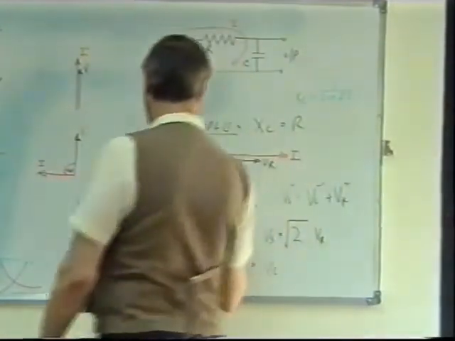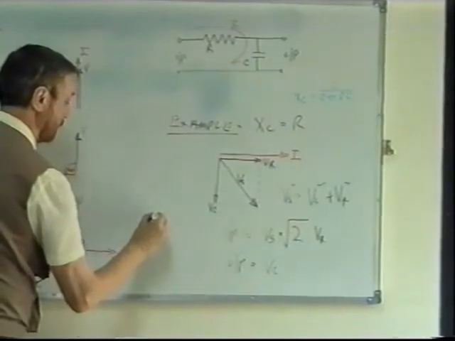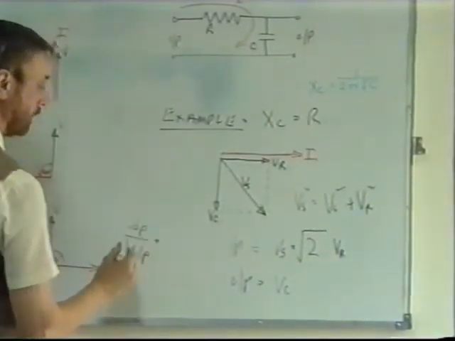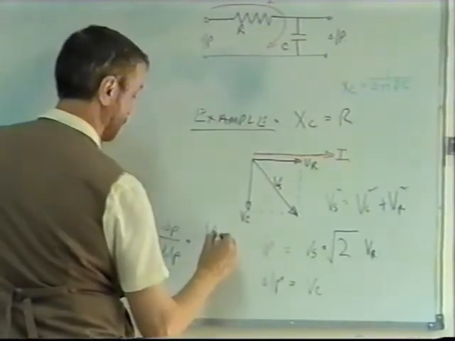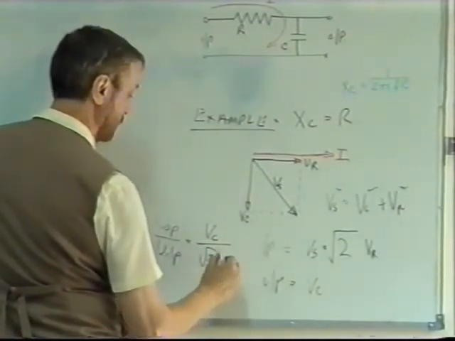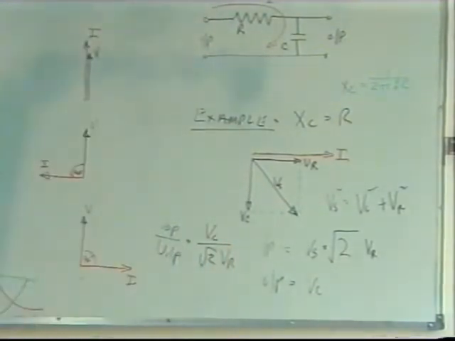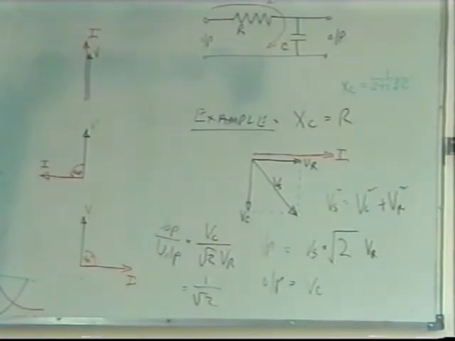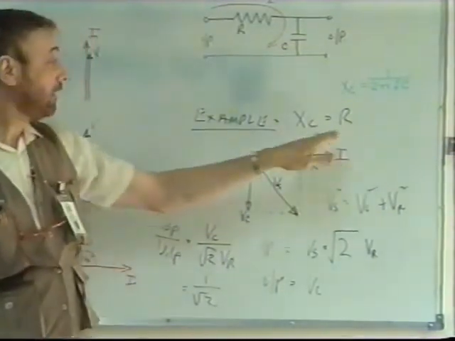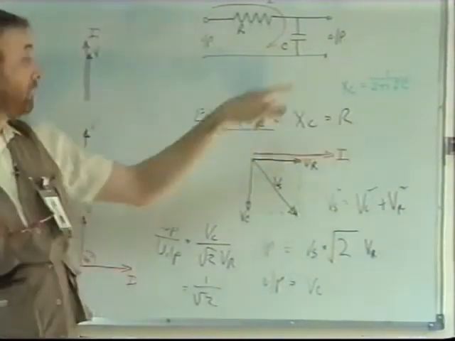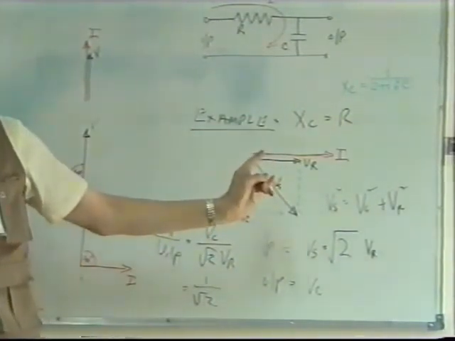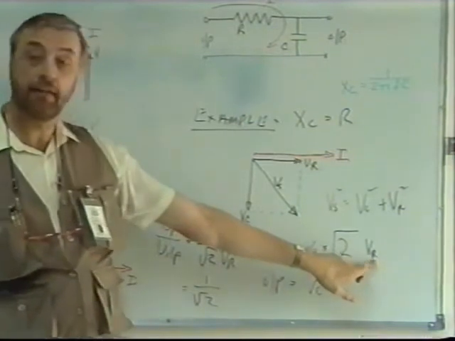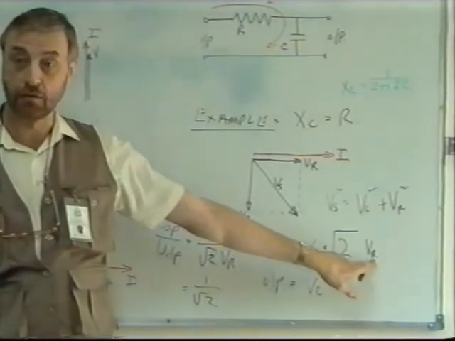Therefore, the ratio of output over input, V output over V input, is equal to VC divided by root 2 times VR. Now, VR and VC are the same, aren't they? So, in other words, the output over input is 1 over root 2. What I'm saying is, in this example, if XC is equal to R, then VC and VR are equal. So I could put VR or VC here, it doesn't matter which one I use.